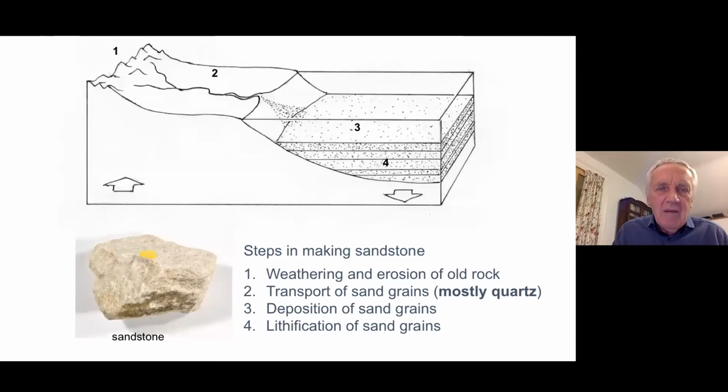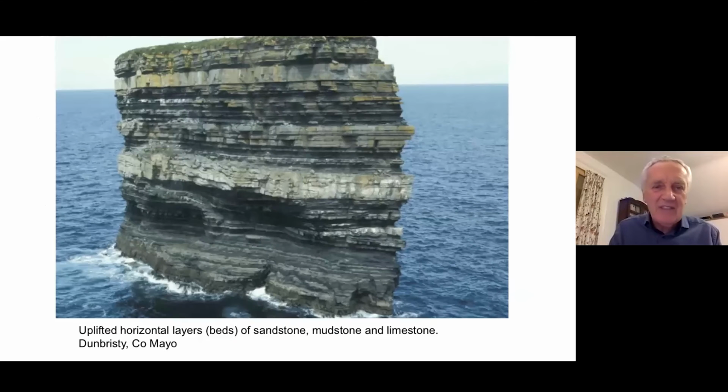And going back to the first lecture, I told you that sandstone was formed by a succession of steps. Number one was erosion, number two transport, number three deposition on the seabed, and then burial, which is number four, to produce sandstone. But the story doesn't end there because, of course, the deeply buried rocks have to be brought back to the surface for us to see them, as seen in this sea stack.